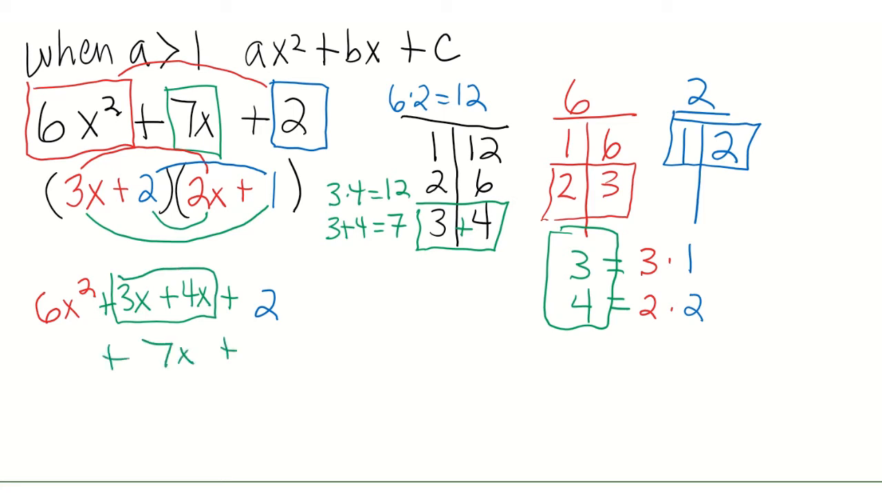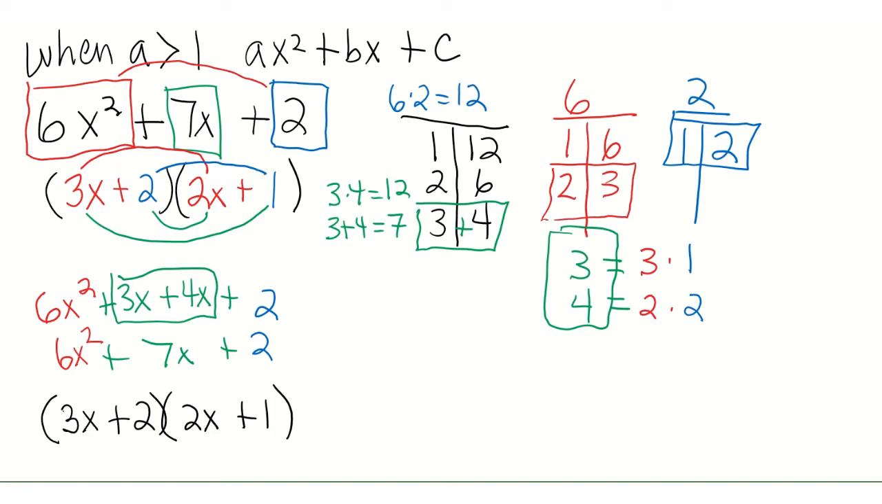And I see that I have my equation. So that tells me that when I'm solving for my binomial factors, my answer is going to be 3x plus 2 times 2x plus 1.